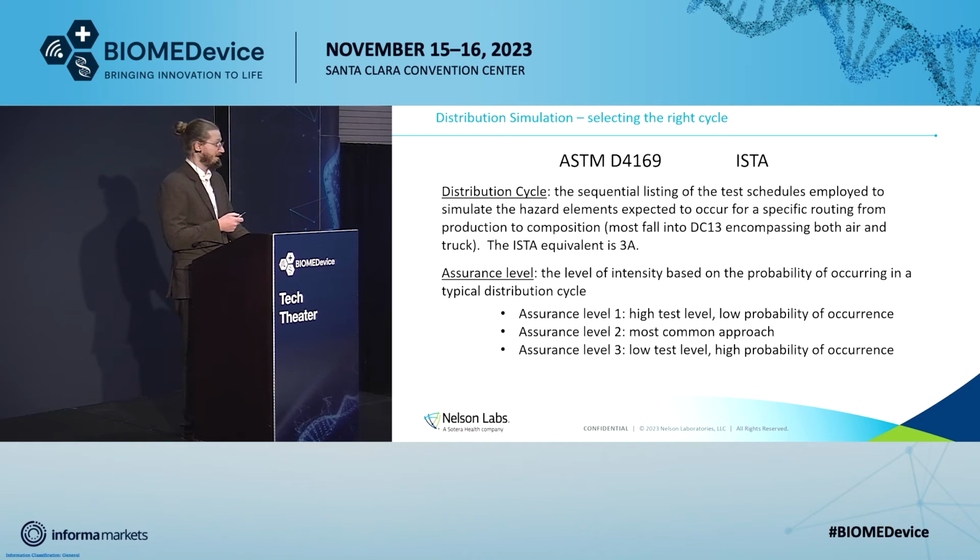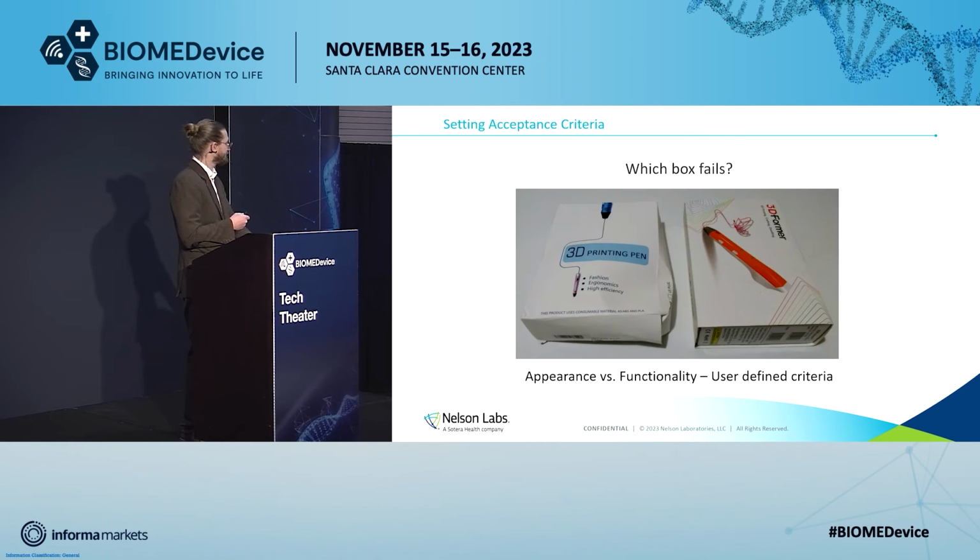Assurance level 2 is kind of a middle of the road approach, and it's what most people go with. It's what we recommend. And if for some reason you know that your shipping distribution cycle is really not that extreme, assurance level 3 is the least stringent testing.